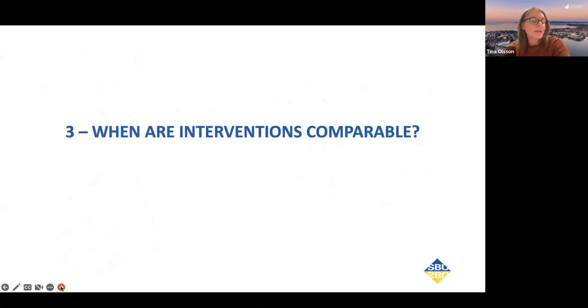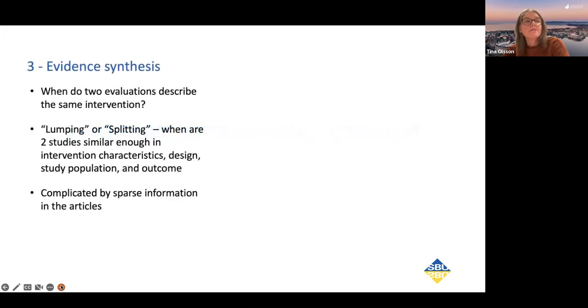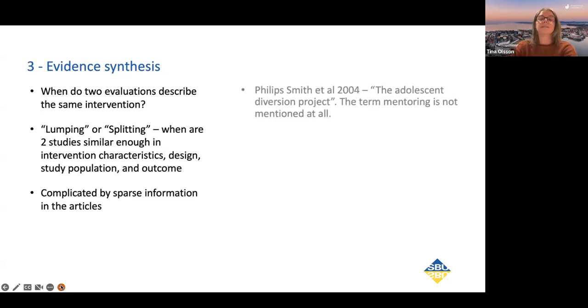So the third question we raised in our reply was, when are interventions comparable? And we take up this idea of lumping or splitting. In relation to DuBois, our systematic review admittedly takes more of a splitting approach. We took a lot of care in lumping interventions together as being similar, and erred on the side of splitting interventions. So one thought is, when do we combine study findings? When are they similar enough in order to be combined?